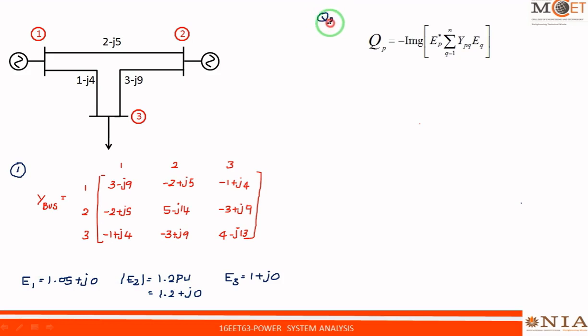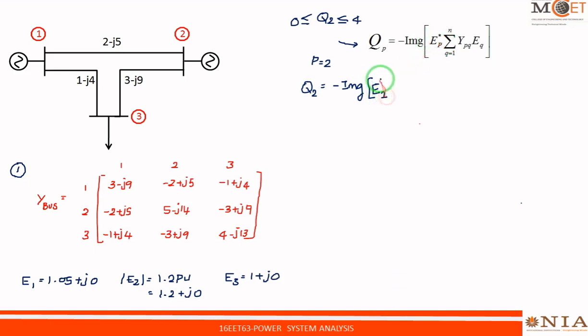So the reactive power at bus 2 has a limit of 0 to 4. To check whether Q2, that is the reactive power at bus 2, lies within the limits, I have to use this expression by substituting P equal to 2. So substituting P equal to 2 gives me Q2 is equal to minus imaginary part of E, P is 2.